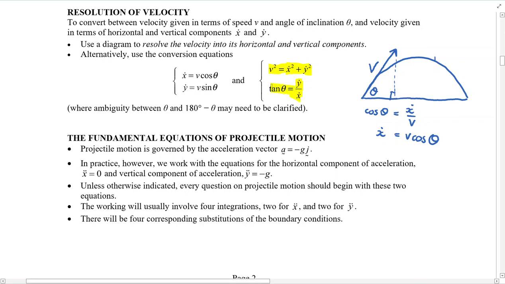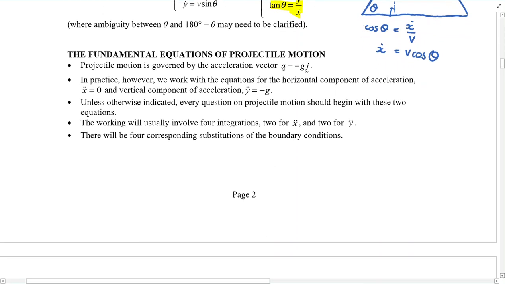All right. So a whole bunch of information, like always, thrown at you, and then I'll show you how it all works. A few more little things down here at the bottom. The fundamental equation of projectile motion. Projectile motion is governed by the acceleration vector, where acceleration is minus the gravity in the j or the y direction. Acceleration only happens in the vertical plane.